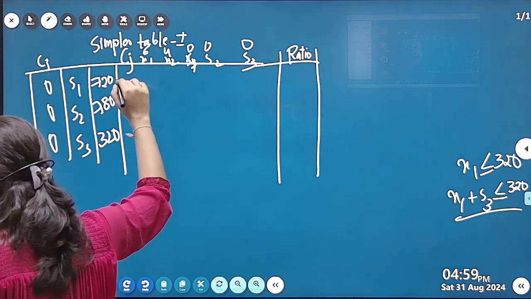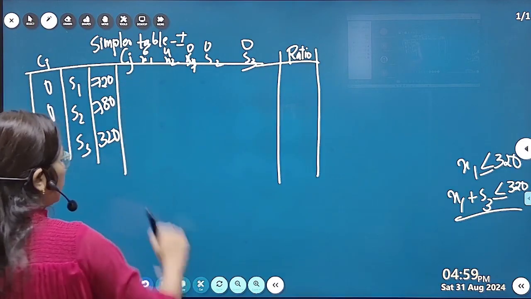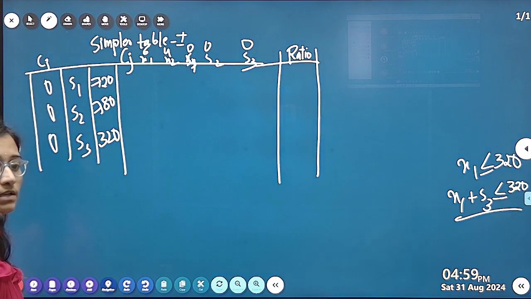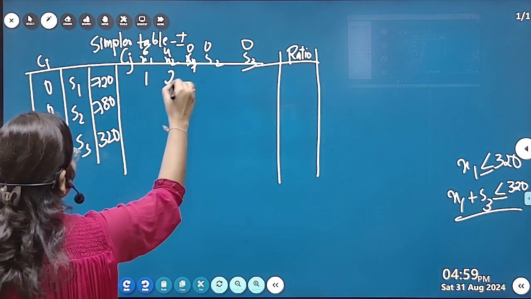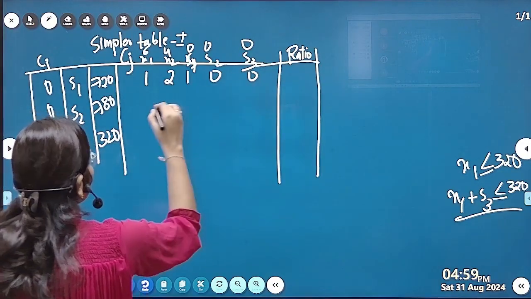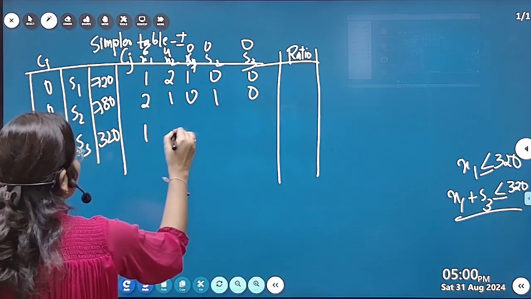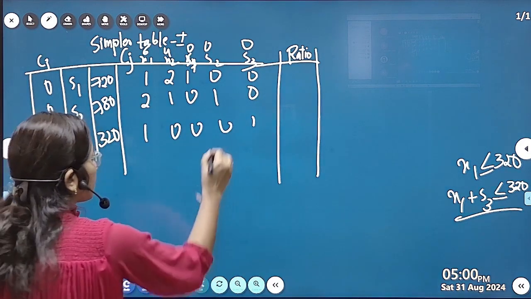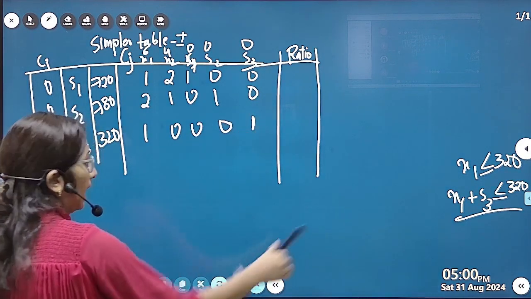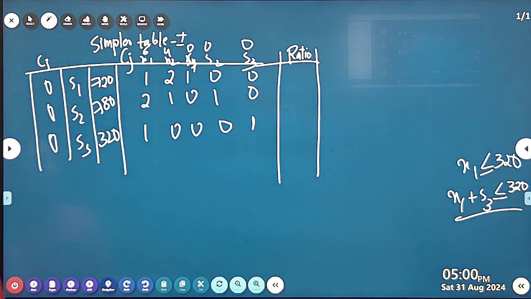Now tell me these values. What is the value of the first constraint, machining? 1, 2, 1, 0, 0. Next one 2, 1, 0, 1, 0. Next 1, 0, 0, 0, 1. Clear? Add that one under the constraints. This is the third constraint, right? Clear till here?